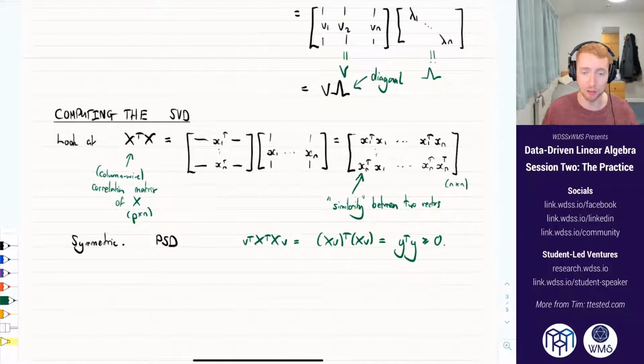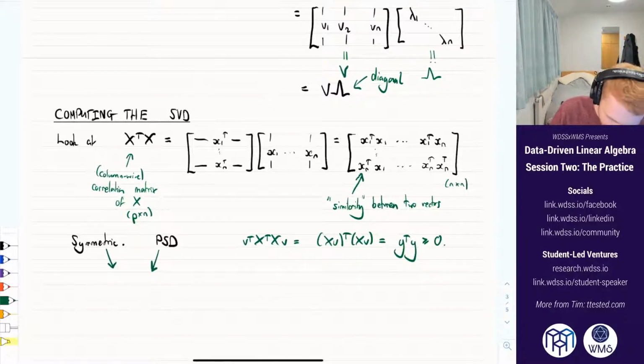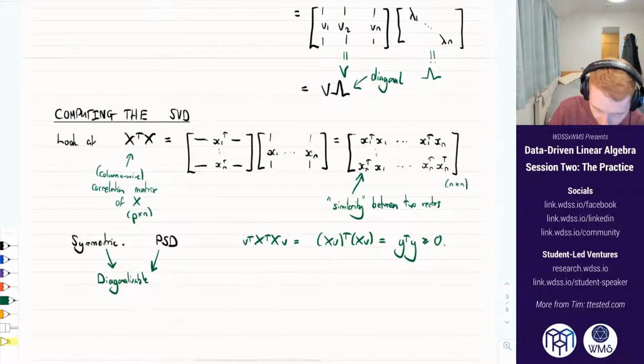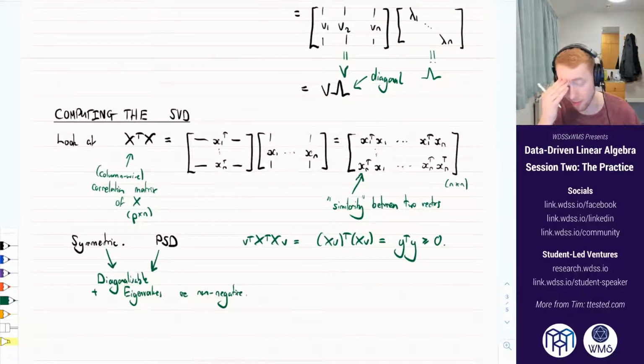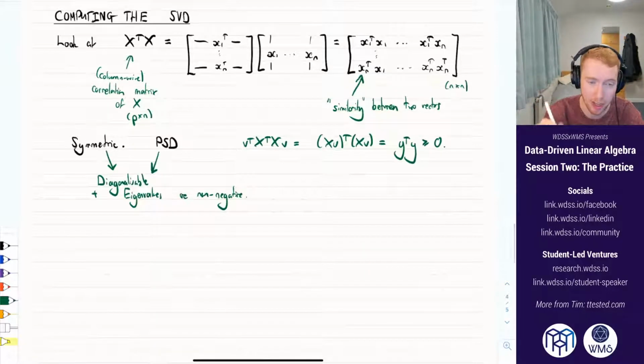You can just trust me that what these two properties imply is that it is diagonalizable, and the eigenvalues are non-negative. Okay, so those are helpful properties, and we'll see why in a second.